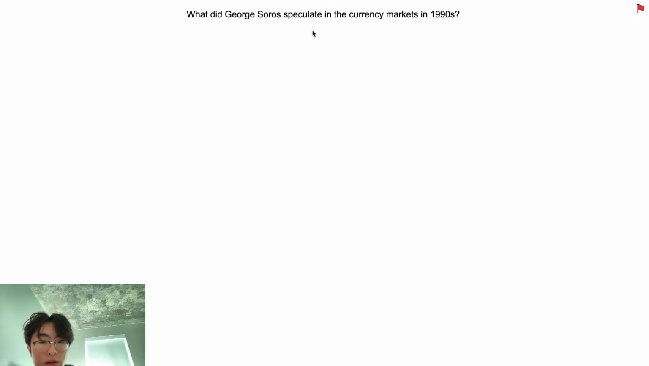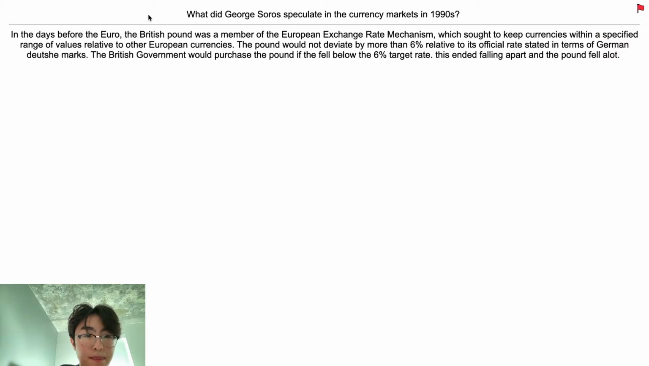Oh, George Soros. Okay, I think something with the European agency, the European Currency Agency. They were in charge of making sure that the British pound and the Deutsche Mark didn't have more than a 6% deviation with each other. I think this is before the euro. And George Soros didn't believe that would happen, and I think shorted the pound. European exchange rate mechanism.